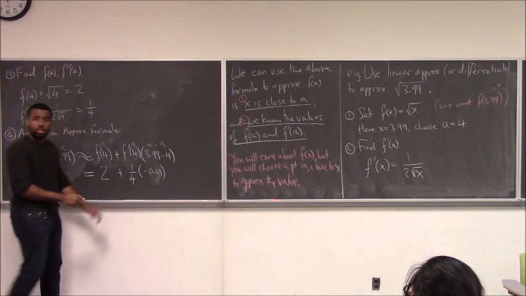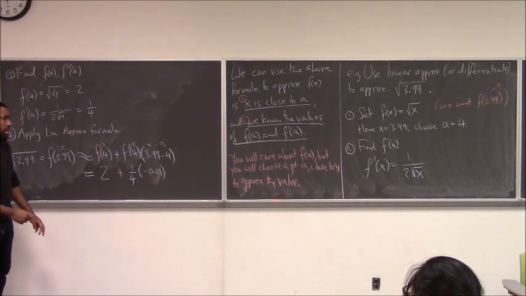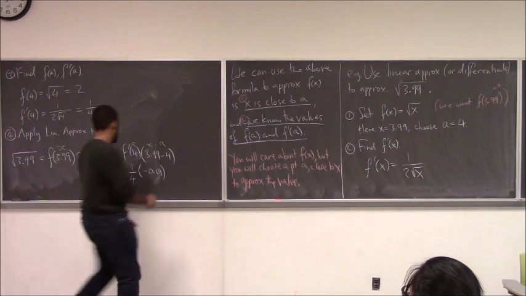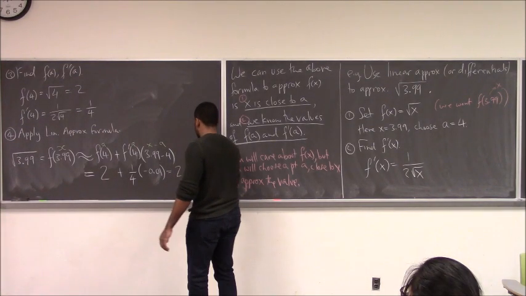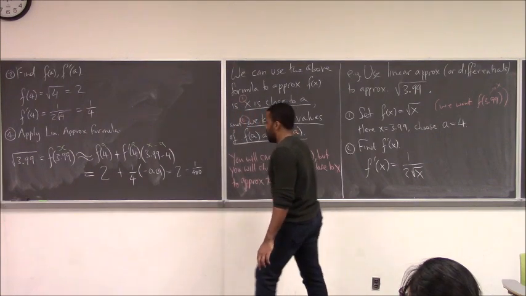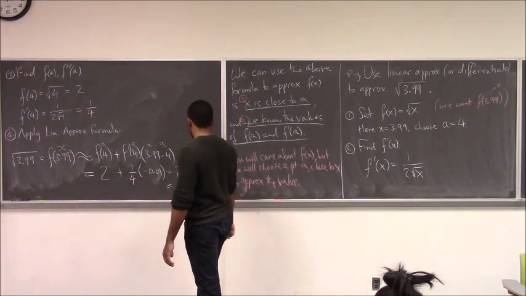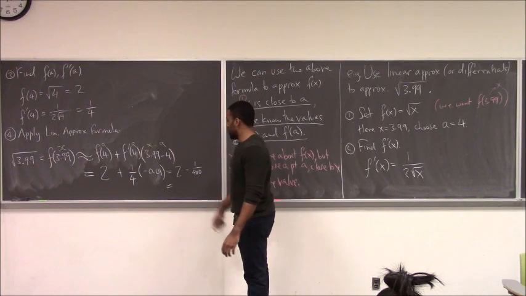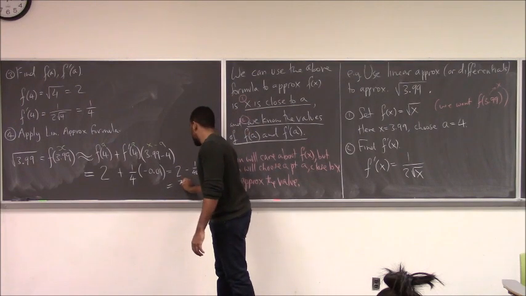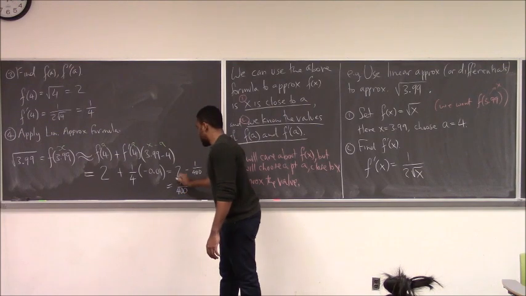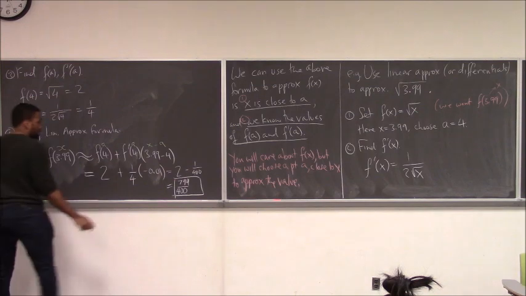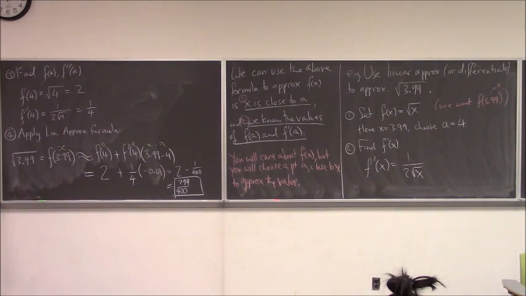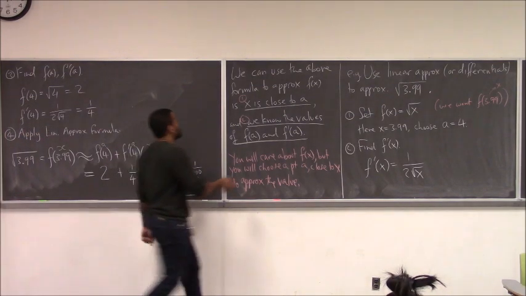Minus 0.01. I can look at that as minus 1 over 100. So this is 2 minus 1 over 400. And this I can think of as 800 over 400. So this becomes 799 over 400, and that is my approximation. This is going to be 799 over 400.